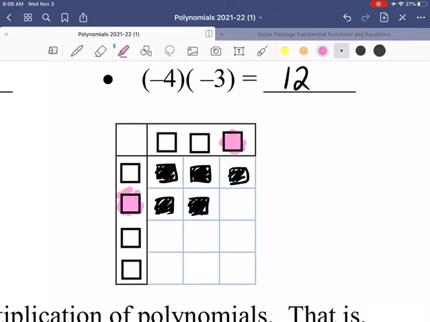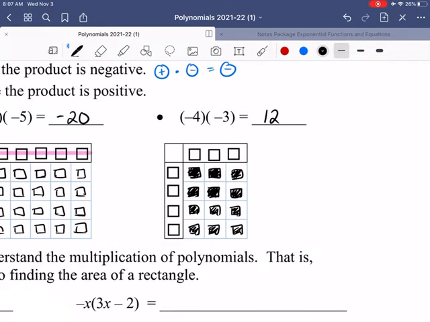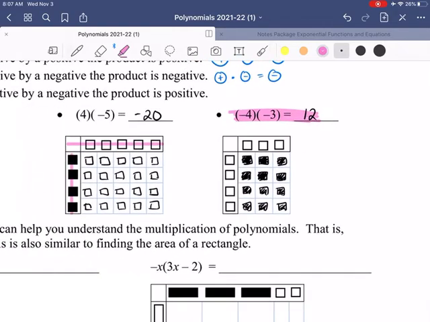And these two also make a positive 1. The rest of them follow the same pattern: positive 1, positive 1, positive 1, positive 1, positive 1, and positive 1. When we were just using integers, negative 4 multiplied by negative 3 gave us positive 12, and when we're using the algebra tiles, we get the same result.